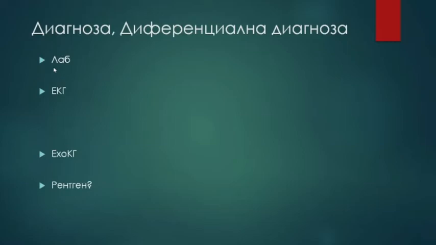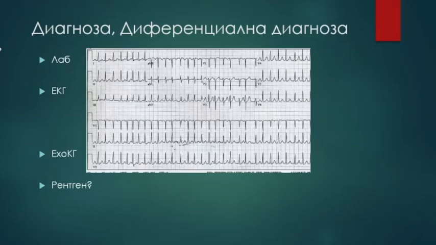What else do we need? To check the electrolytes. Thyroid levels. It's part of the WAP. So, EKG, WAP, what else? An echo? Yes, at some point. Thank you. And what else? X-ray? Yes. We're going to discuss every aspect of it, but let's start with EKG.